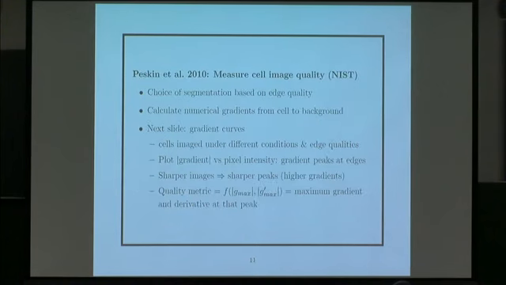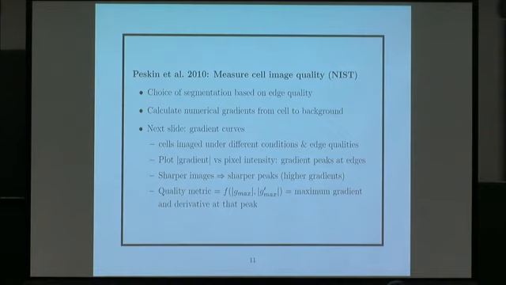So I was working with Adele Peskin on a measure of cell image quality, and she was tasked with the idea of trying to choose a segmentation algorithm based on edge quality. The reason is because you wanted to get the cells nicely imaged, and then ultimately, with all these cells, try to identify what kind of cells they are, so that an oncologist would know, for example, if it's a cancerous cell. And later, tumors, the same idea for the outline of tumors, so that radiologists know where to irradiate the tumor. So she developed these gradient curves by imaging the cells under different conditions and edge qualities.